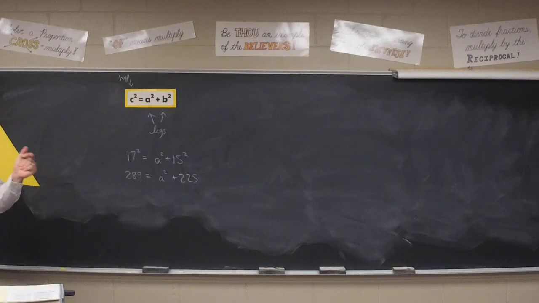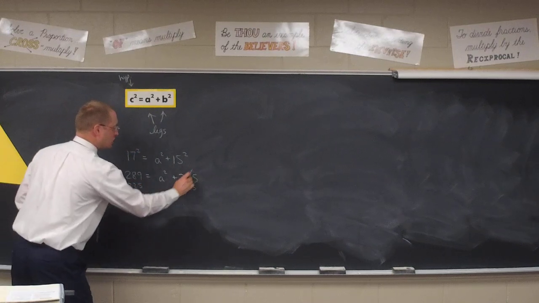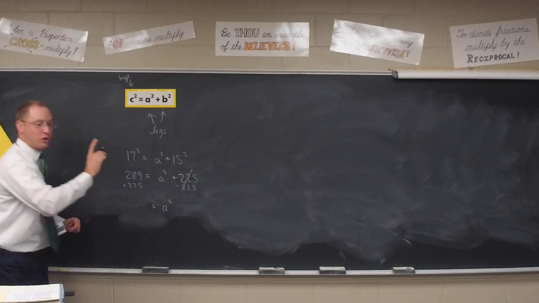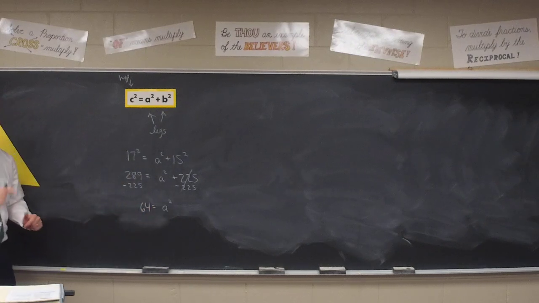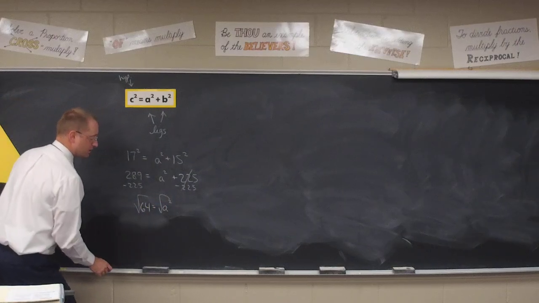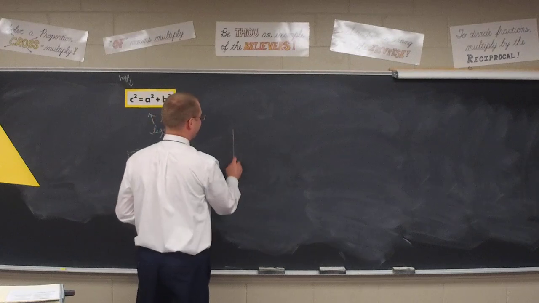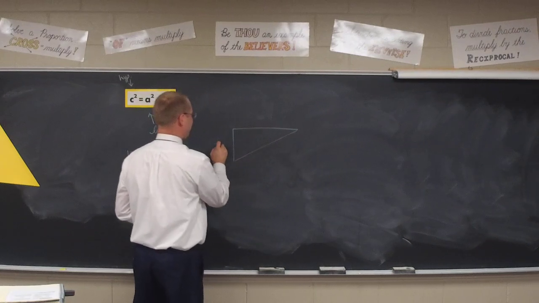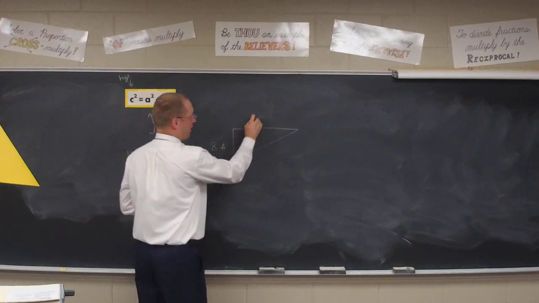Now, what do I do to get the A squared by itself? Subtract the 225. And when I do, I'm going to get A squared equals 64. Now what do I do, Elaine? You get the square root of 64, which is 8. So that means that missing leg, A, equals 8 feet. 8 feet on this particular problem.